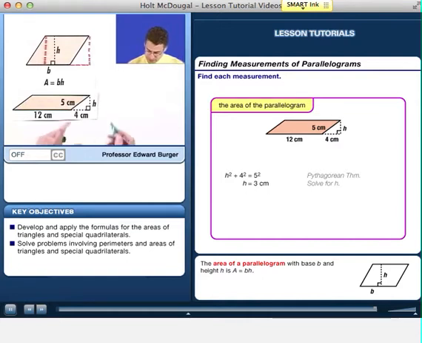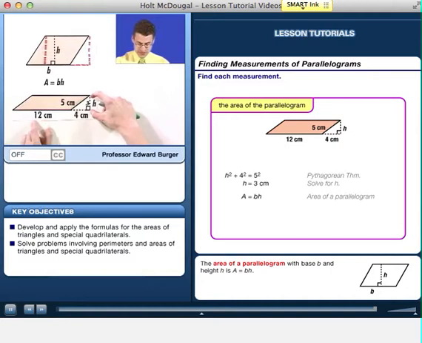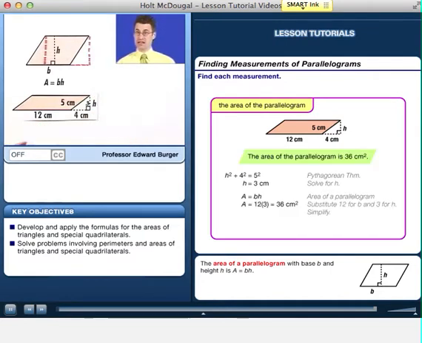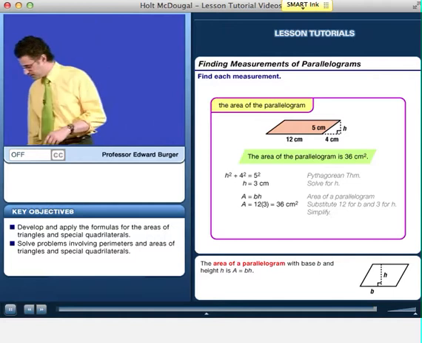So if we put a 3 in here for the height, you can check that. 4 squared is 16, 3 squared is 9. You add them up, you get 25, which is 5 squared. So now I know the height, and so therefore, what's the area of this? It's going to be base times height, 12 times 3, which is 36 centimeters squared. Cool. All right, let's try another one.